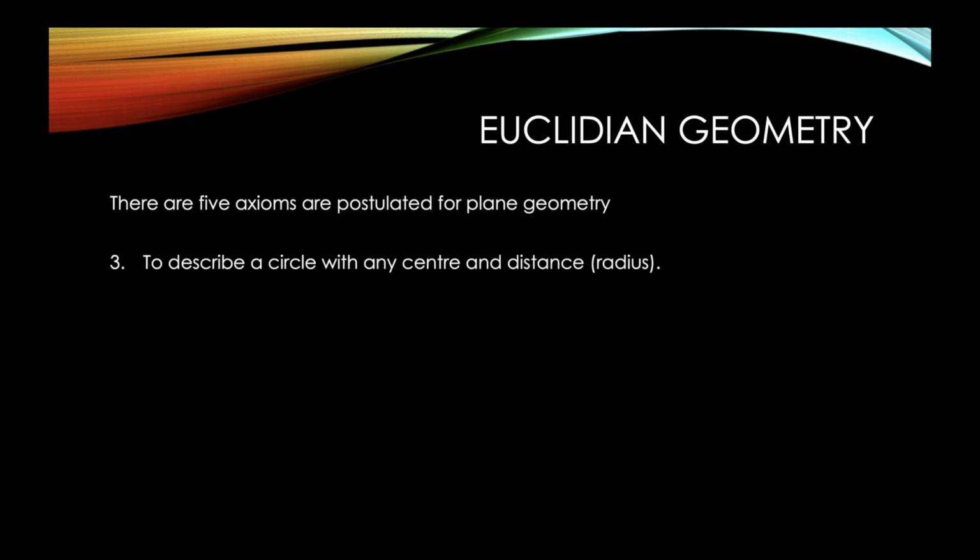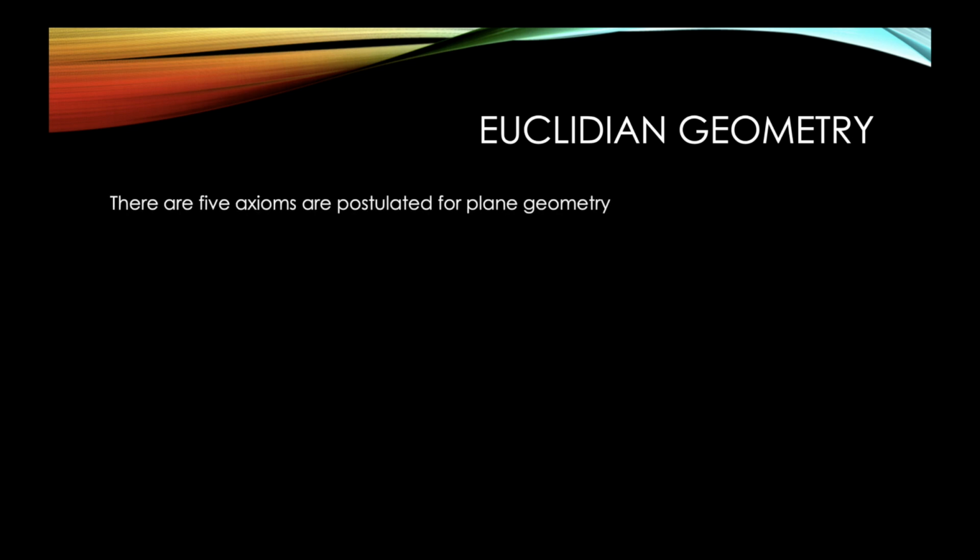The third axiom we are going to have a look at is to describe a circle with any center and a radius of any arbitrary length as well. Here we demonstrate the unit circle. It's called a unit circle because the radius has a length of 1, and it is centered at the origin (0, 0). And we can actually describe any circle with any arbitrary center with any arbitrary radius as well.